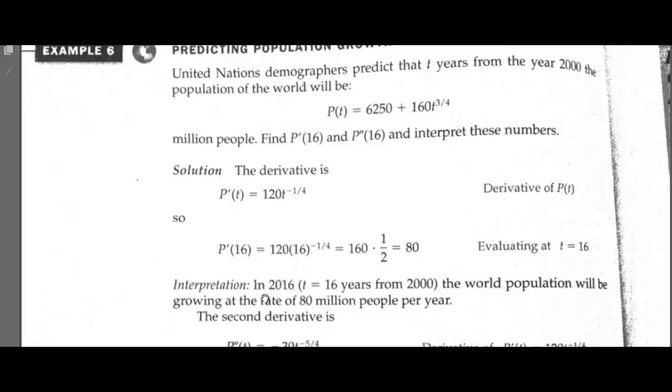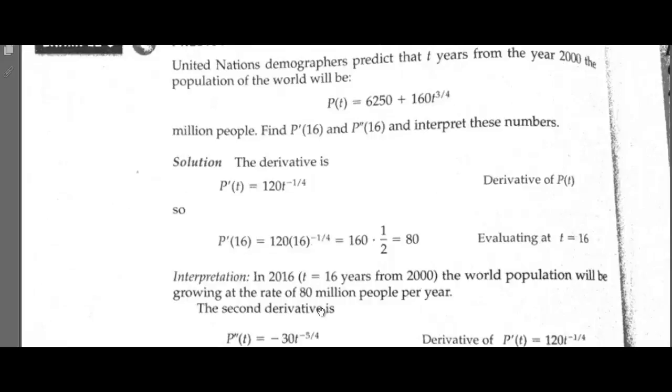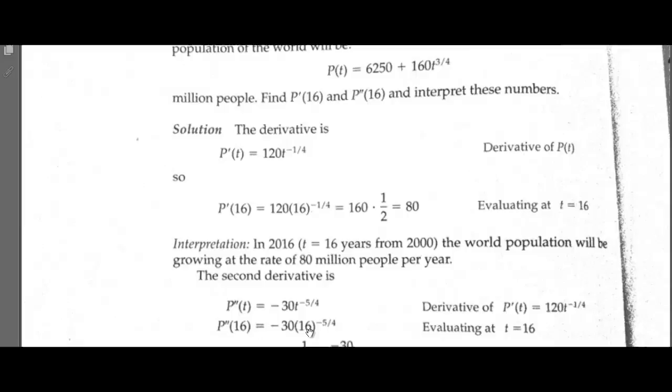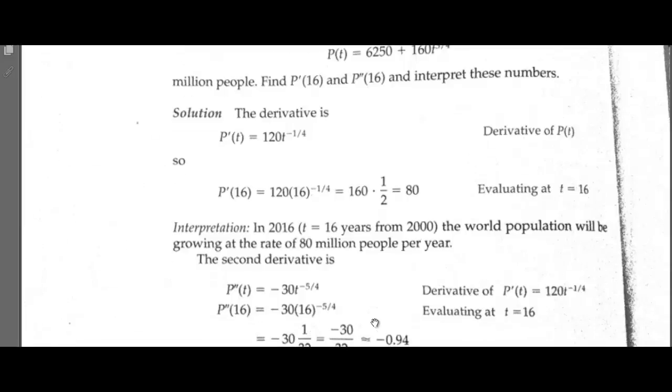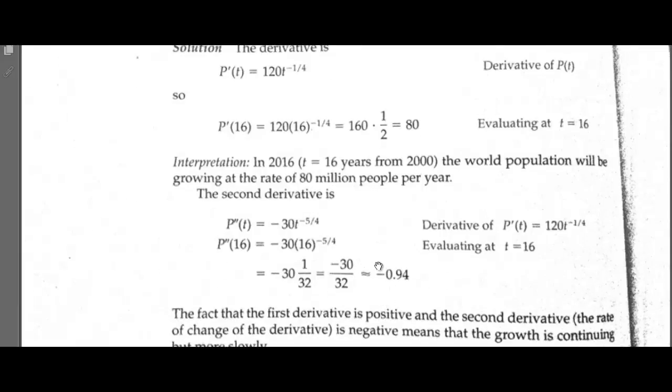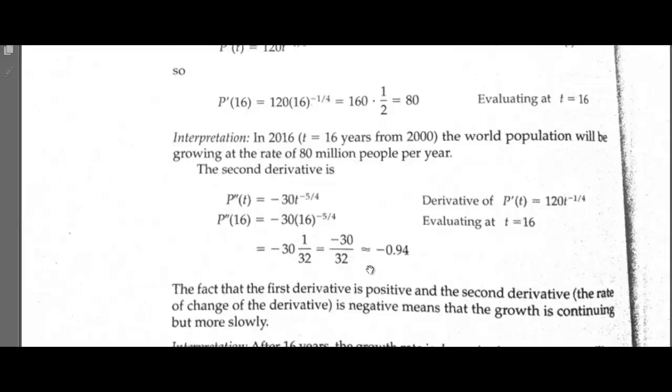Okay. So that means in 2016, the world population will be growing at a rate of 60 million people per year. So the first derivative tells us the growth rate, right? The rate of change of the number of people. The second derivative, again, you pull the 1/4 out front, you get negative 30, t to the negative 5/4. When you plug in 16, you get negative 0.94. Which means that although the population is growing, it's growing slower, right? So the fact that the first derivative is positive and the second derivative is negative means that the growth is continuing but more slowly. So the second derivative tells you the rate of change of the first derivative.